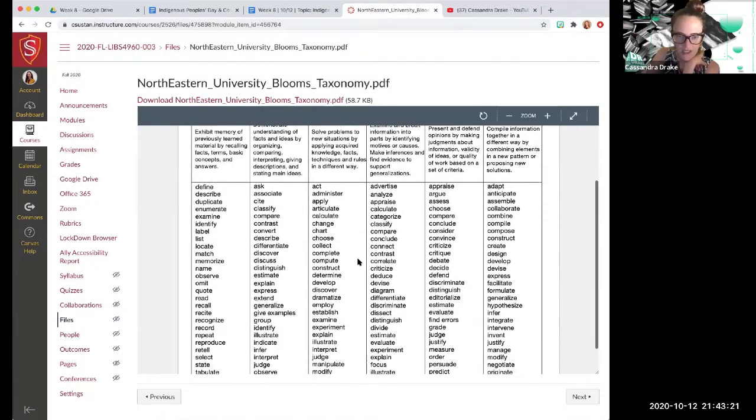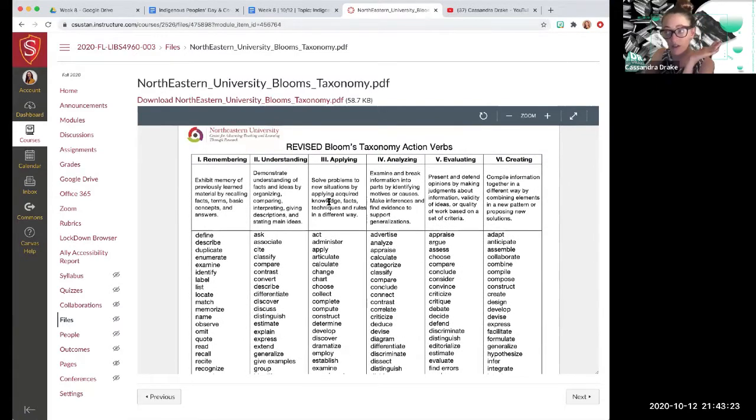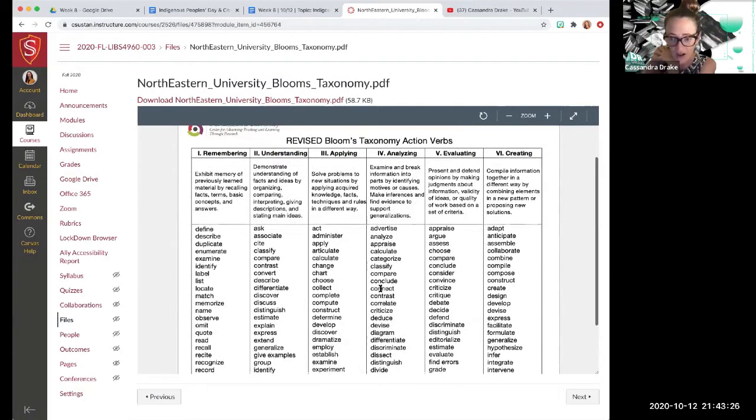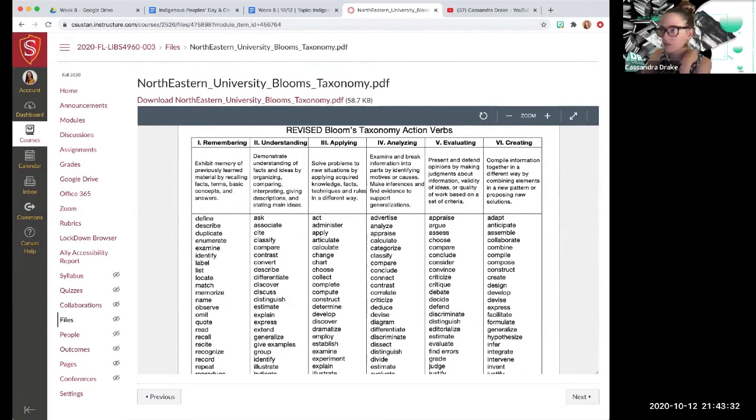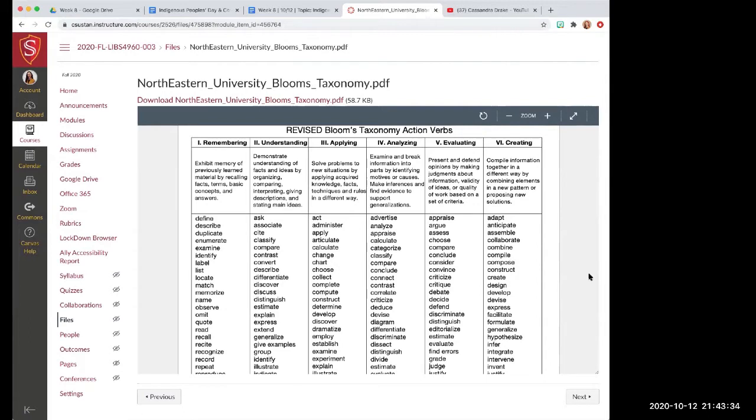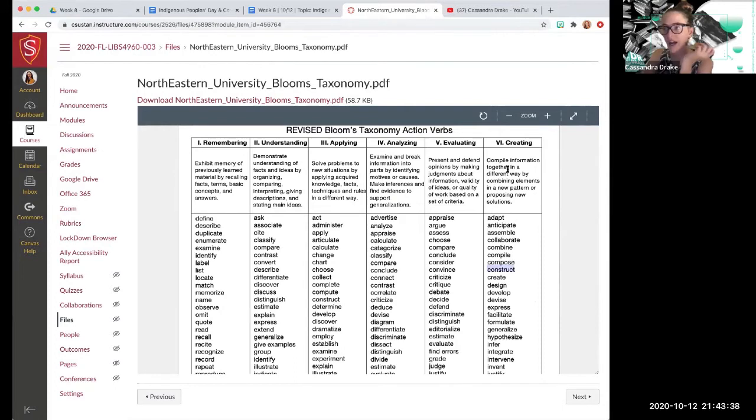So if I look here, I can look at the wheel as well, but I'm looking here right now. Where do I see construct as a verb? Does anyone see construct in front of me? It's under creating. That's right. Thank you, Alex. So right here, construct. Asking students to construct, which is directly from the standard, is essentially asking them to create.